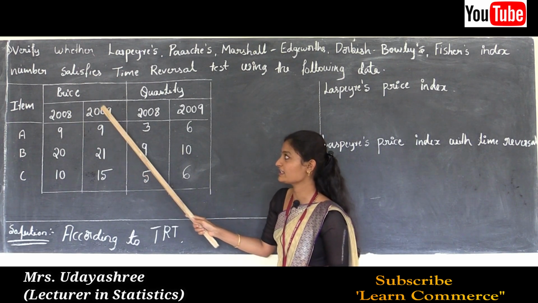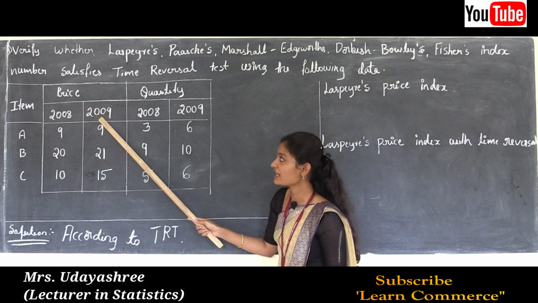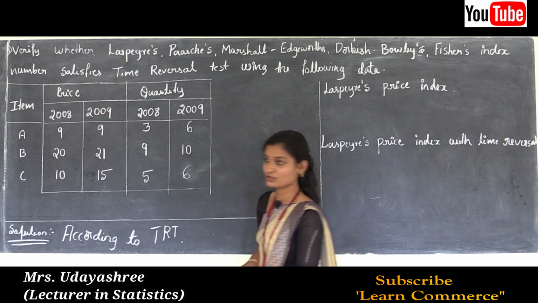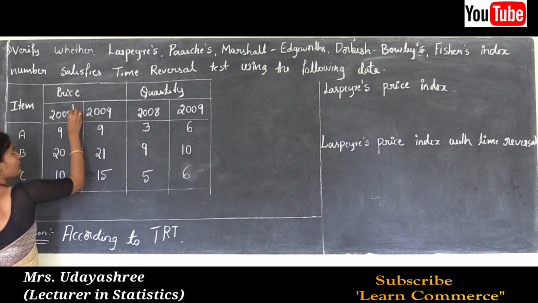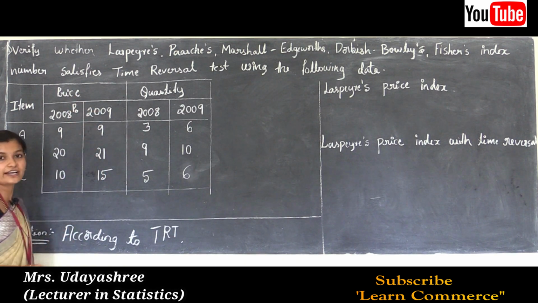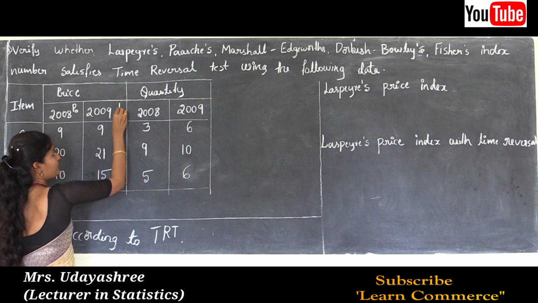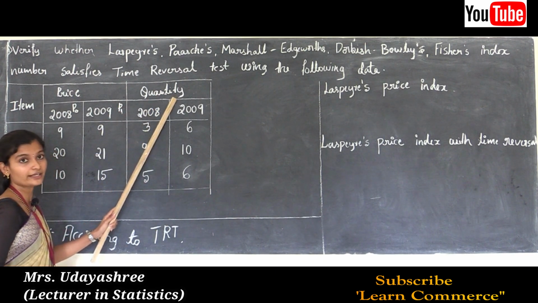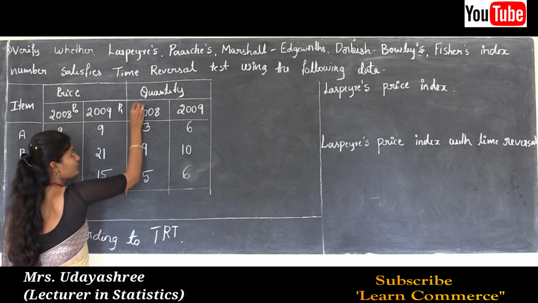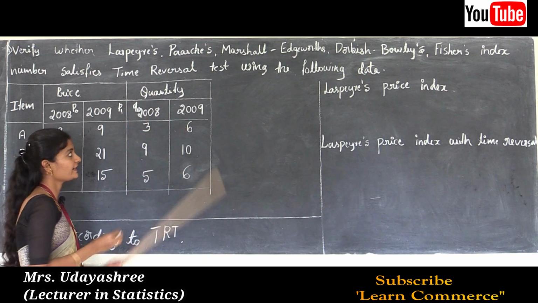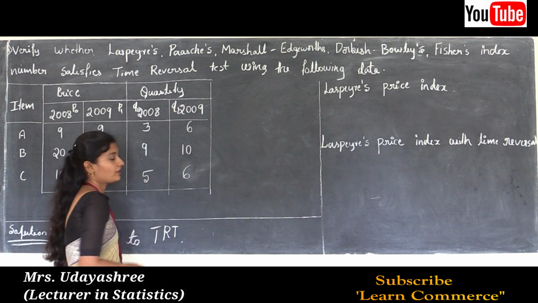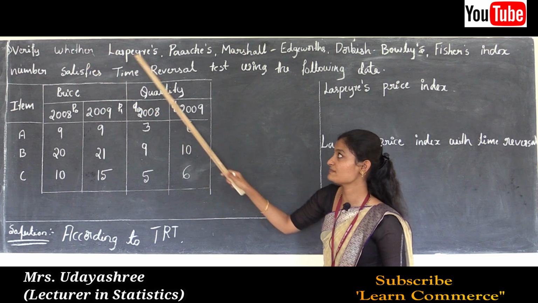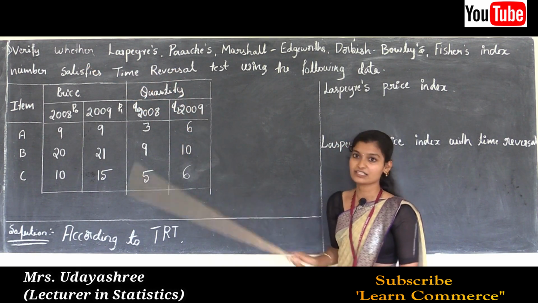One is 2008, another one is 2009. Here 2009 is current year and 2008 is base year. Price of base year is denoted by P naught and price of current year is denoted by P1, and quantity of base year is denoted by Q naught and quantity of current year is denoted by Q1. Now let us check whether Laspeyres index number satisfies time reversal test.